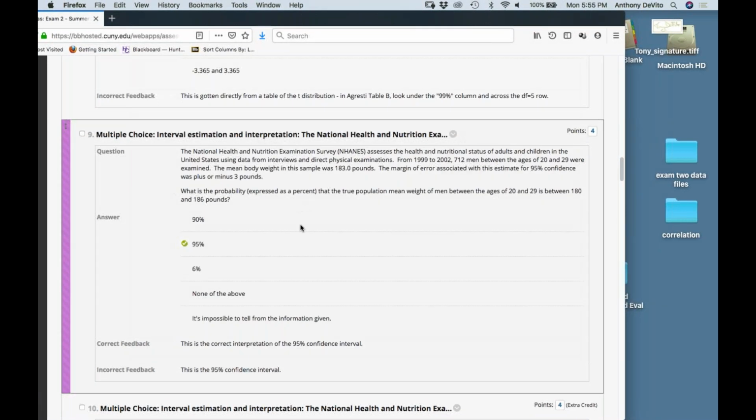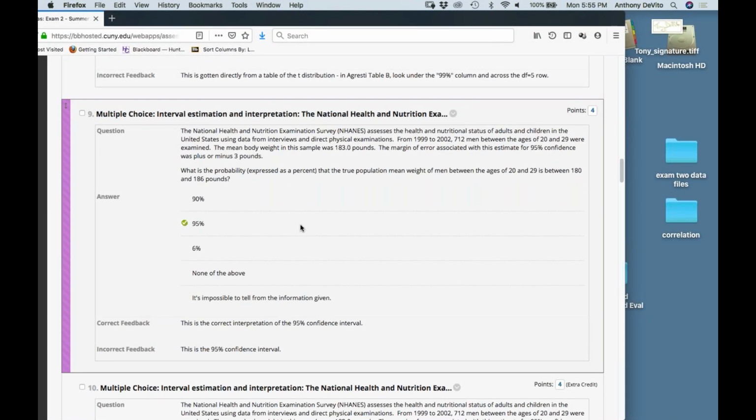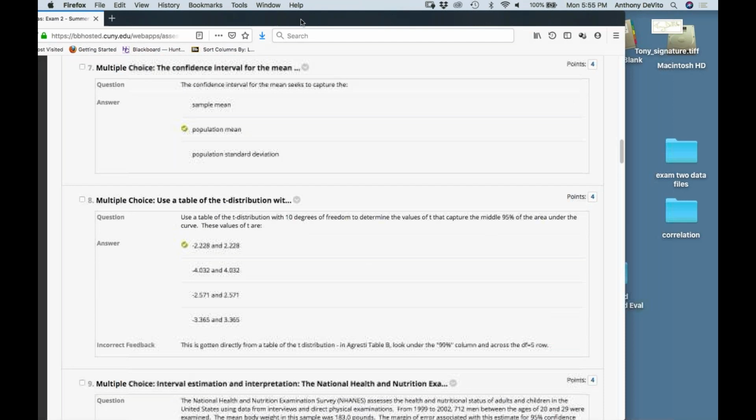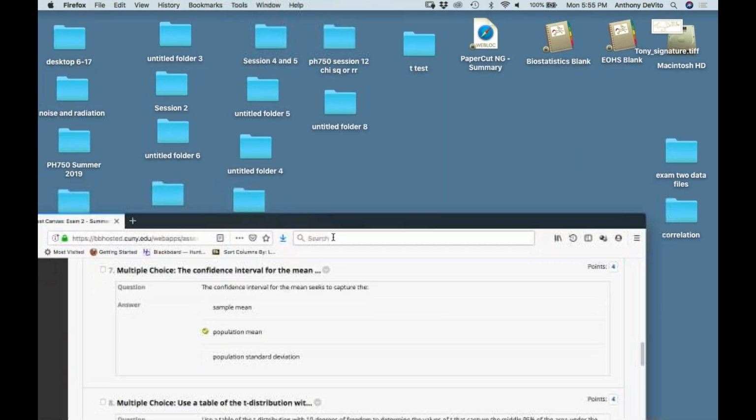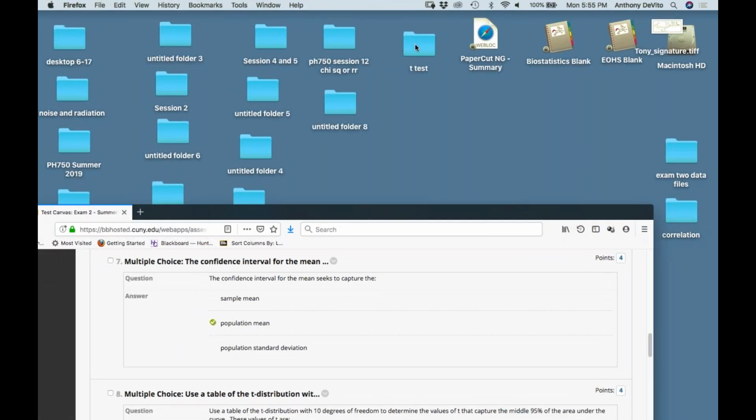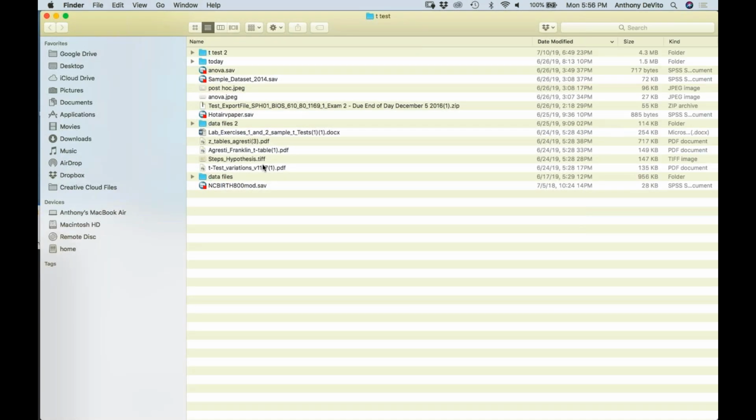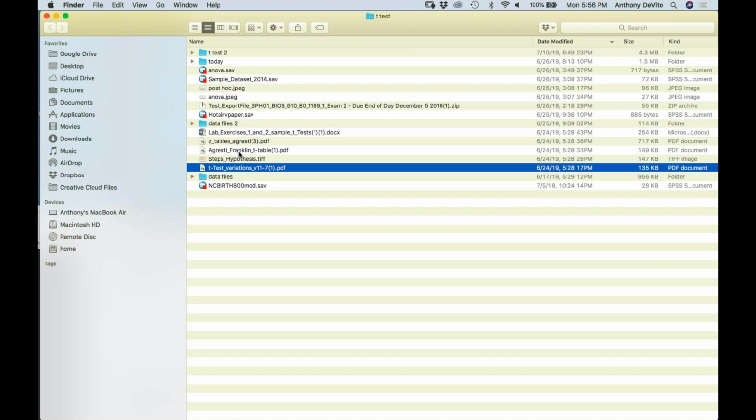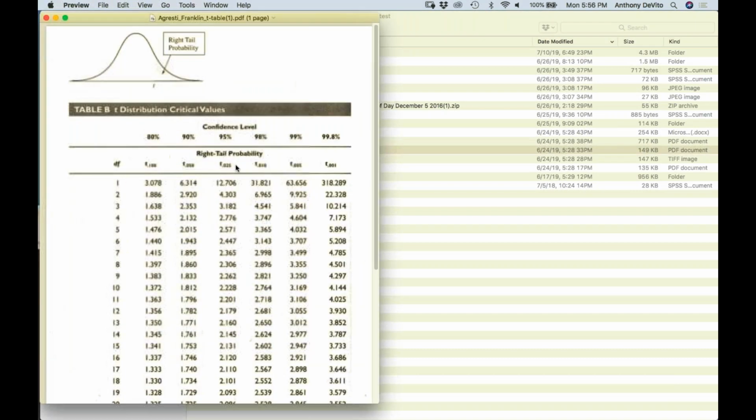Okay, you guys are okay with looking that up on the t-table, right? Should I pull a t-table up? Let's pull a t-table up. Just check that. I think I have a t-table. Okay, let's see. That's not it. Here we go. That's it. Okay, 11 degrees of freedom.